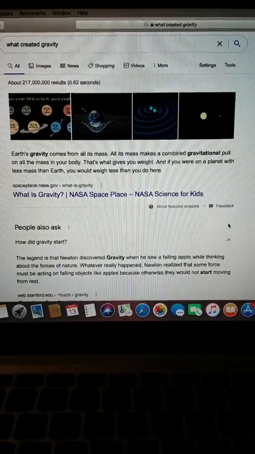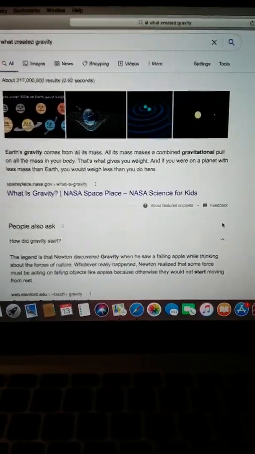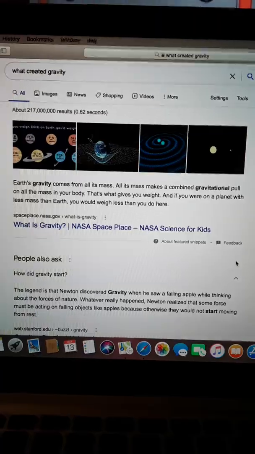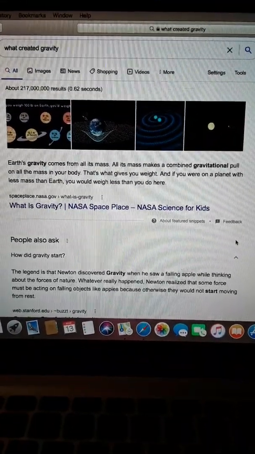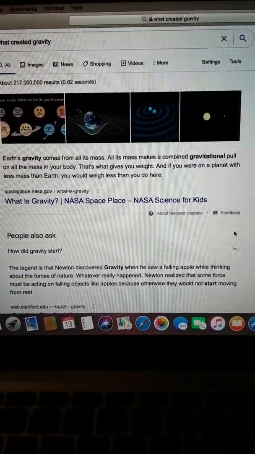he made that they said was discovered after his death. He didn't want it published until he died. But up here, they're trying to explain what causes gravity. I typed in what created gravity. And they'll go on to say Earth's gravity comes from all its mass.